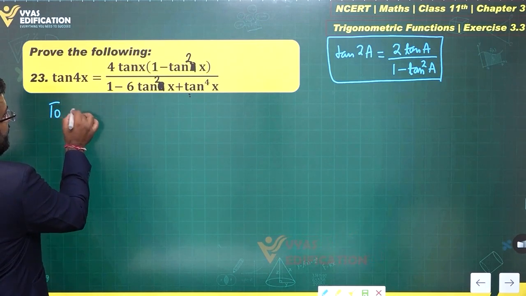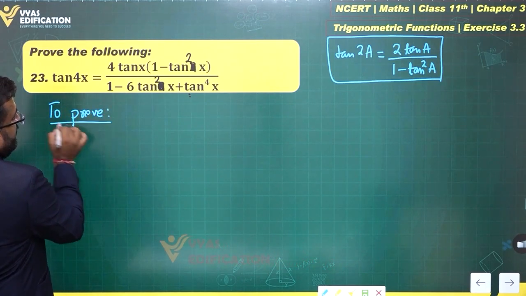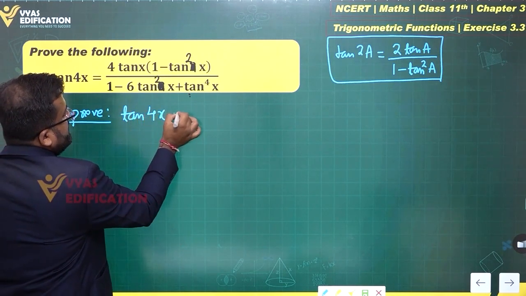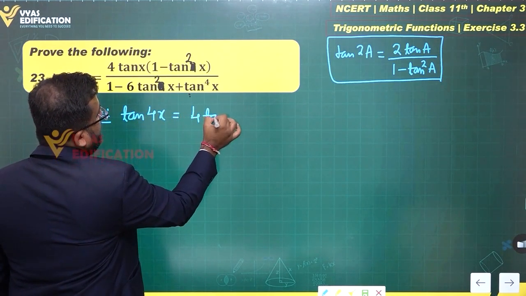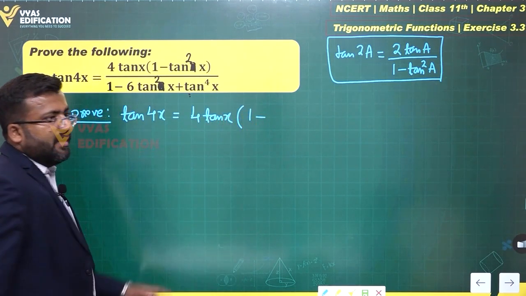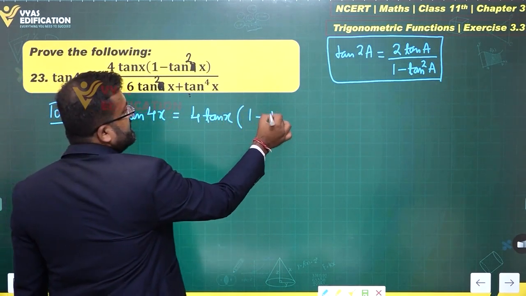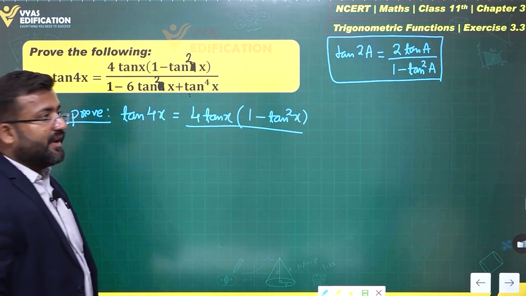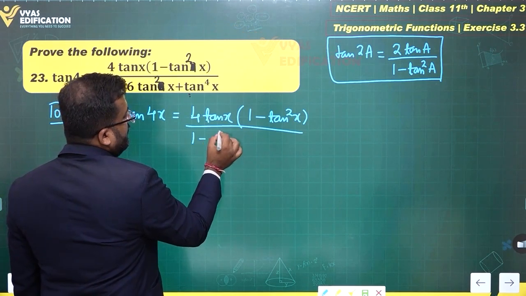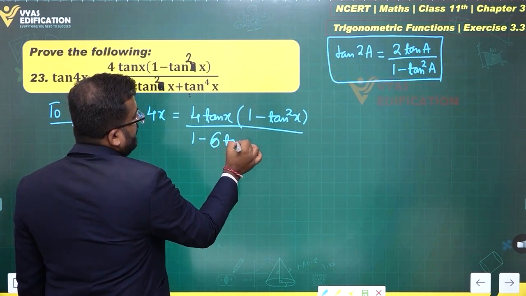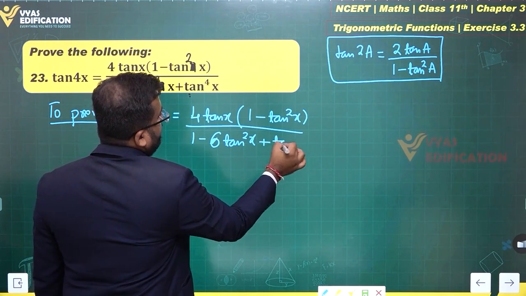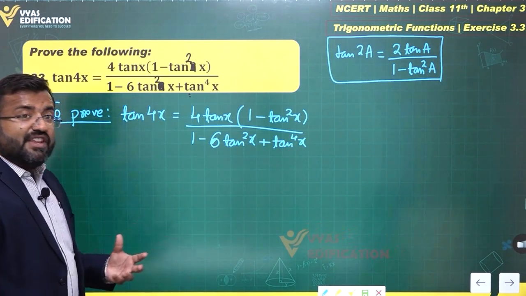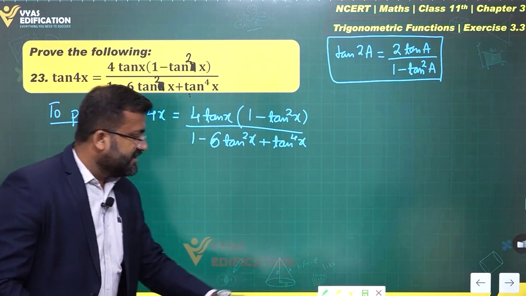So what do we have? We have to prove, let me write the question, to prove tan 4x is equal to 4 tan x (1 minus tan square x) over 1 minus 6 tan square x plus tan power 4x in the denominator. This is what you have. And I can begin with the LHS. Let's begin with the LHS over here.